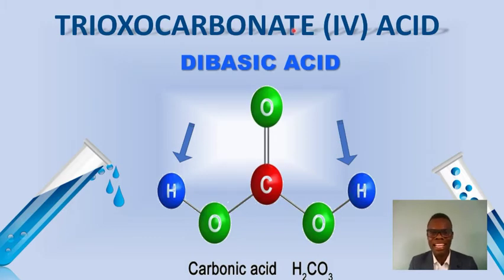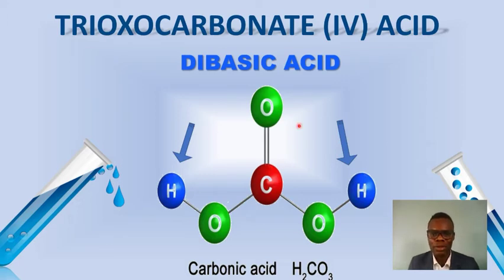Now, since it is dibasic, this will cause the acid to be able to form 2 types of salts. Monobasic acids form 1 type of salt, tribasic acid can form up to 3 types of salts, but the dibasic acid, as in the case of trioxocarbonate 4 acid, will be able to form 2 types of salts when the hydrogen ions are replaced by a metallic or ammonium ion, for instance like sodium.